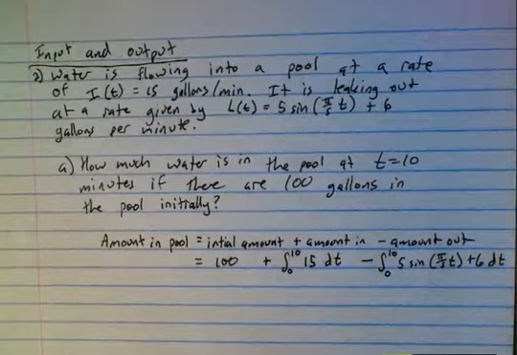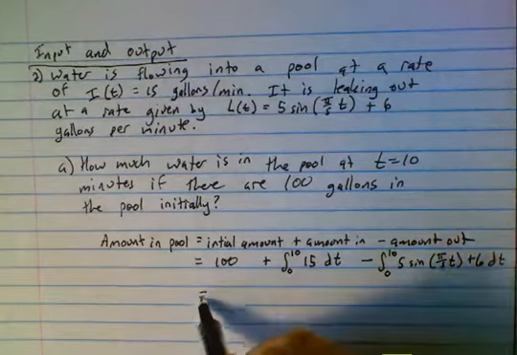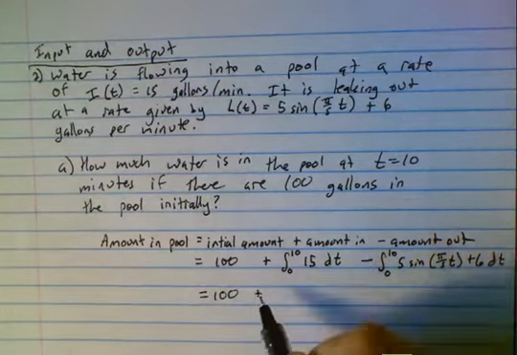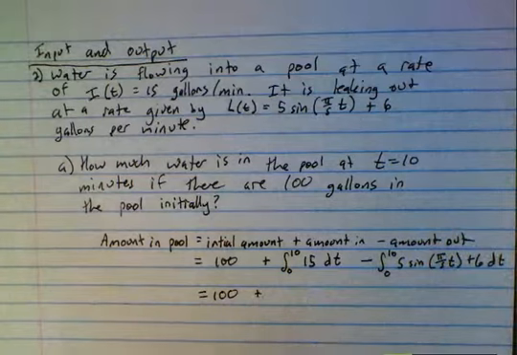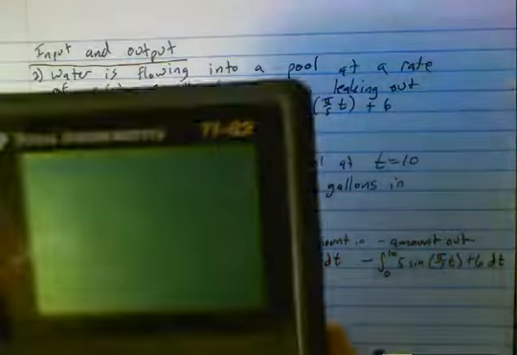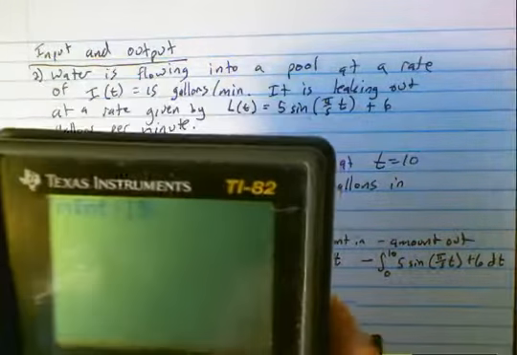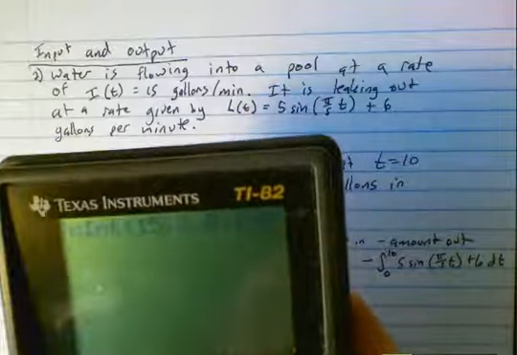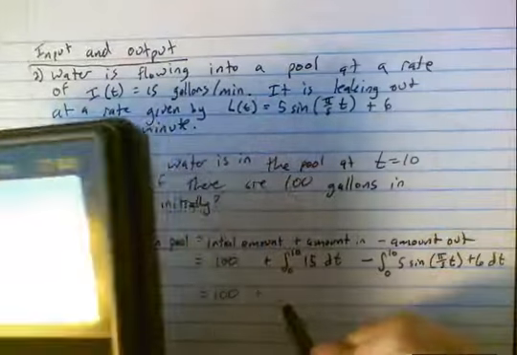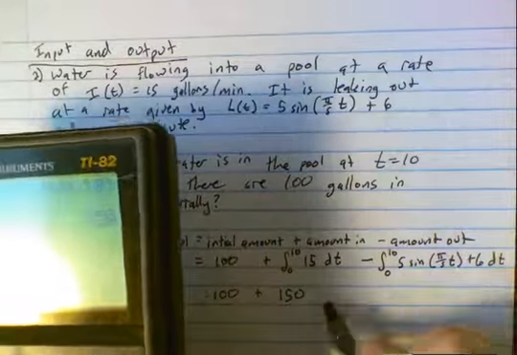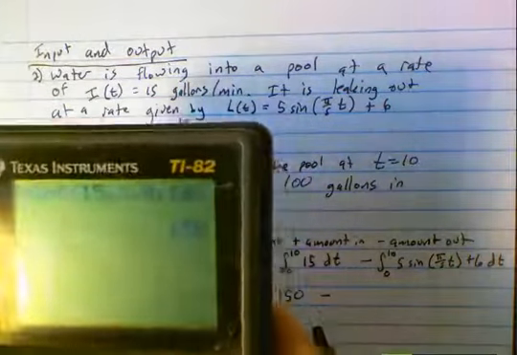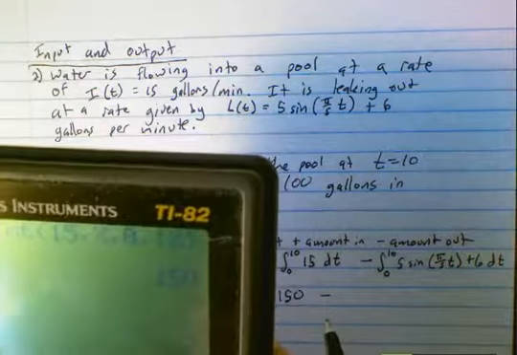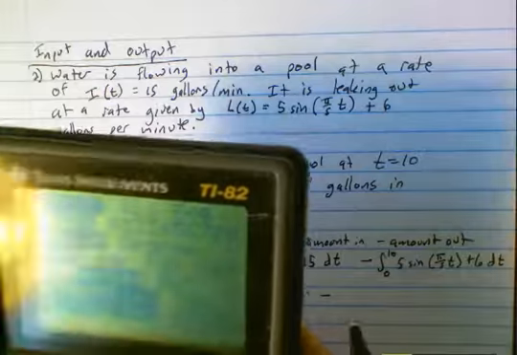So, if we just go ahead and put those in our calculator with the finite integral, Math 9, 15, comma, t or x, whatever you want to use, comma 0, comma 10. That's 150 gallons flow in. And then make sure you're in radians. That's mode. Yep, in radians. It's all good.